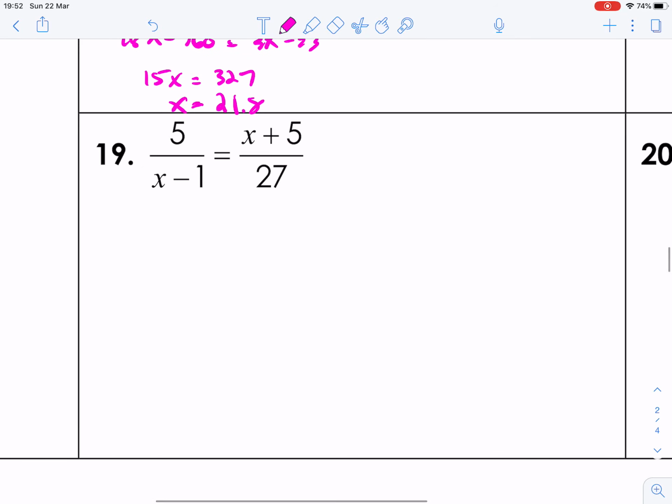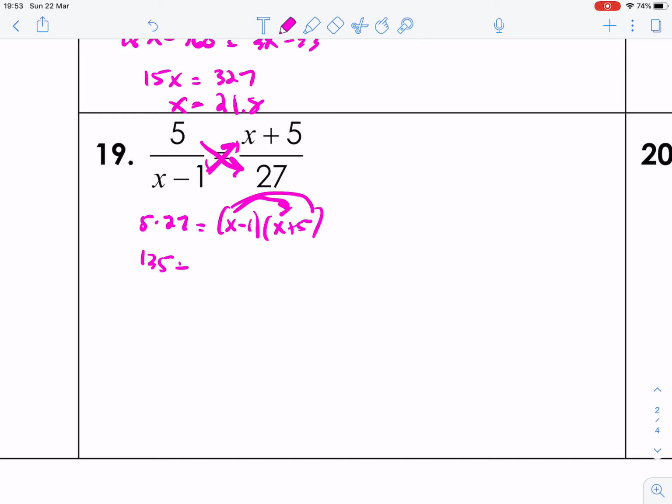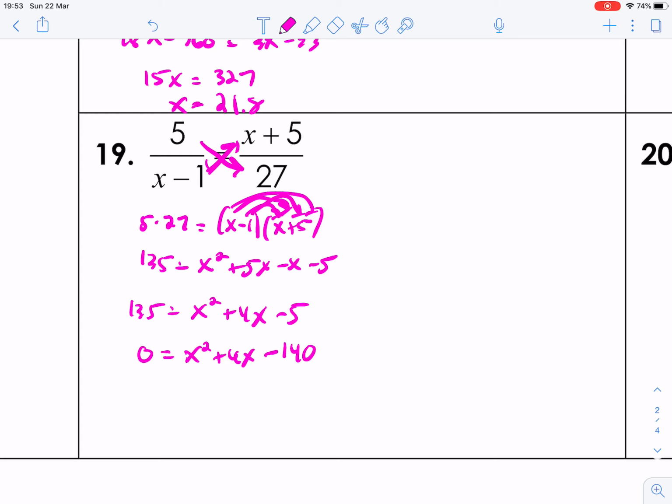19, same thing. This is going to be a quadratic one. Here we go. 5 times 27 equals x minus 1 times x plus 5. We are trained for this. So we get 135 equals x squared plus 5x minus x minus 5. 135 equals x squared plus 4x minus 5. And then in order to solve, we got to get everything equal to 0. So 0 equals x squared plus 4x minus 140.